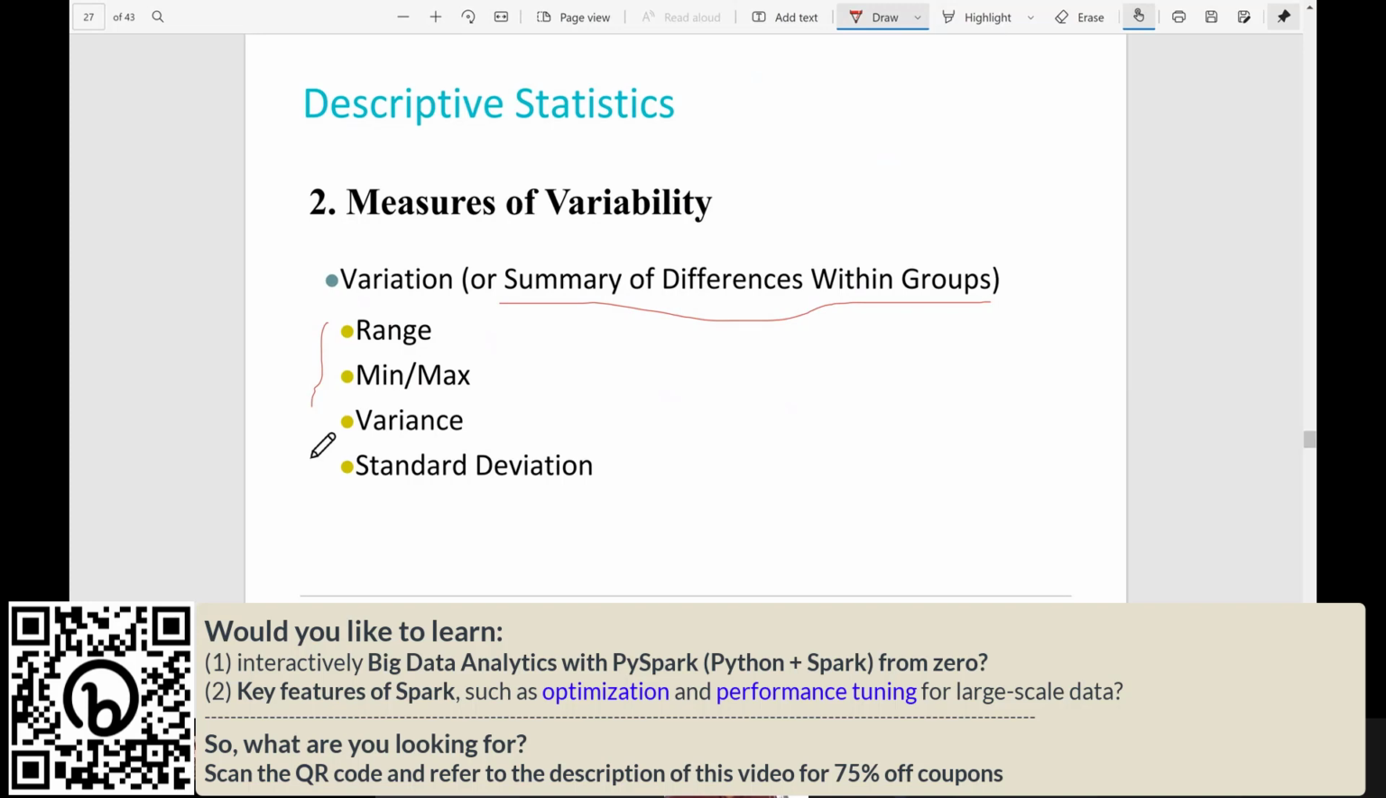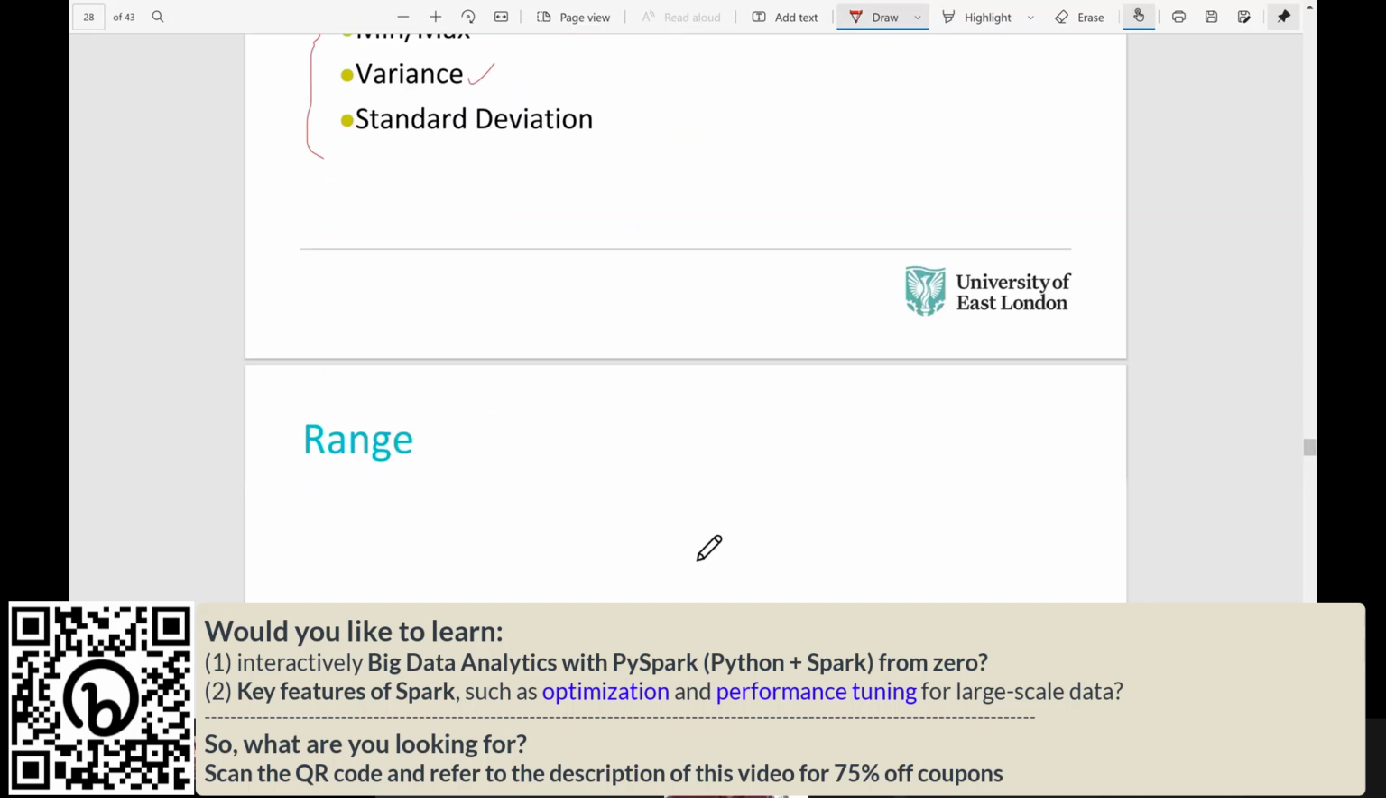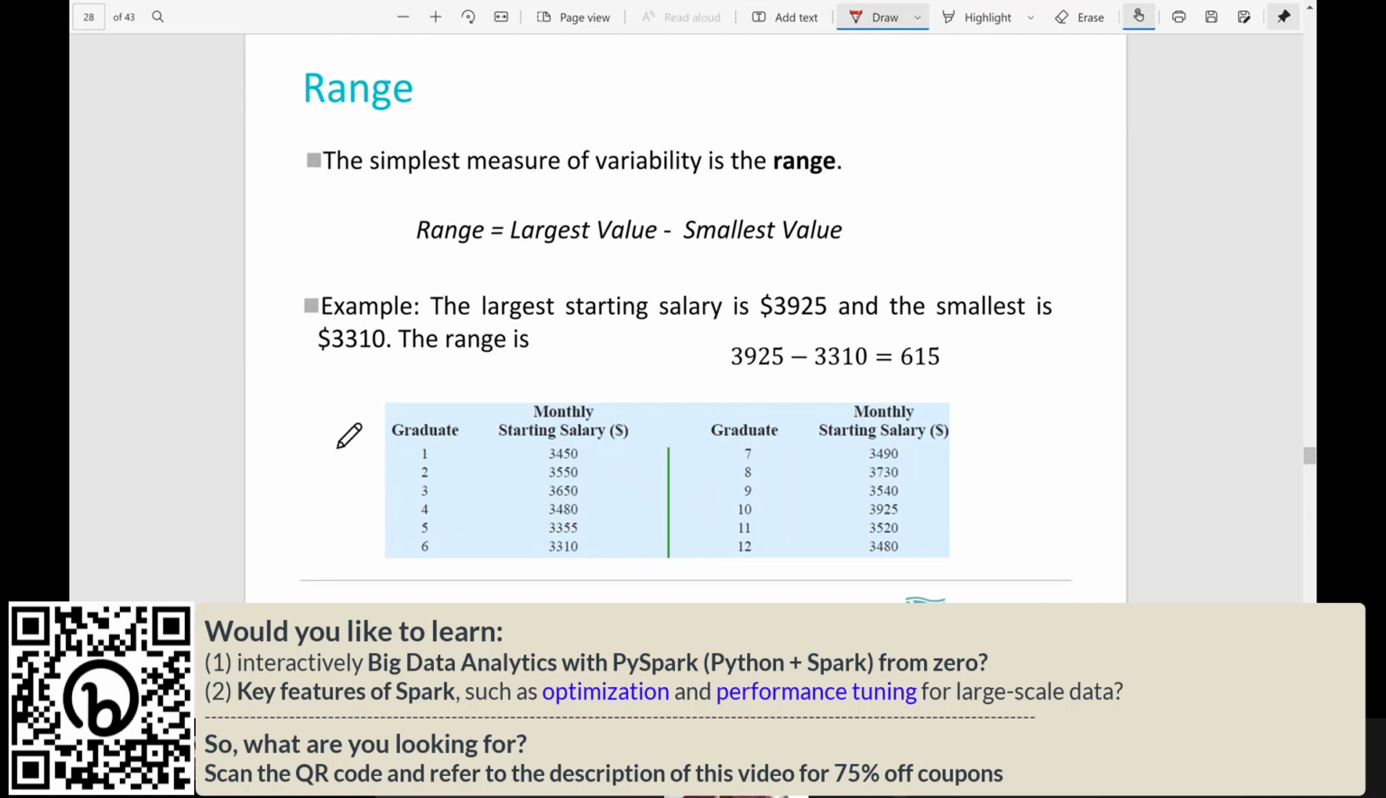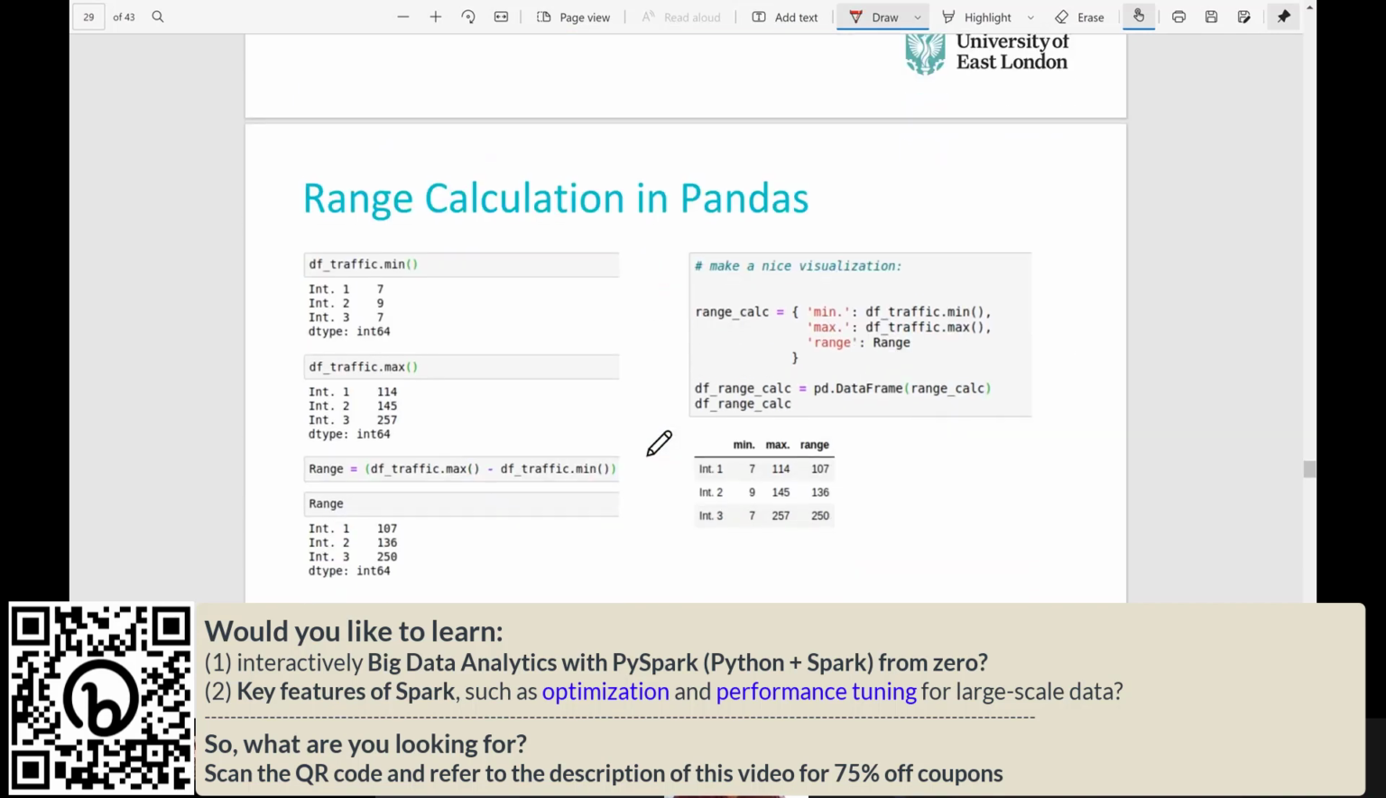So simple techniques: range, minimum, maximum, variance, standard deviation. These are really simple. Let's do practice. Range means find the largest value and the smallest value, and then subtract to find the range between minimum and maximum. It depends on the case study. If you need the range, you can simply calculate the largest and smallest value and subtract them. So how to do so?